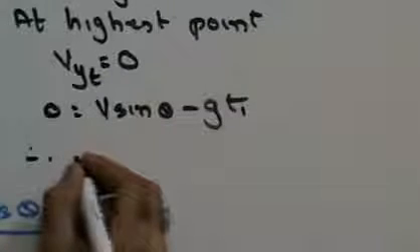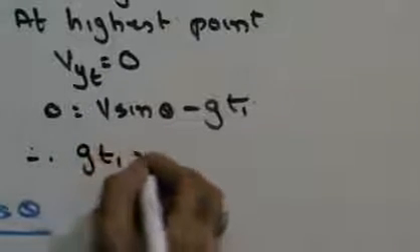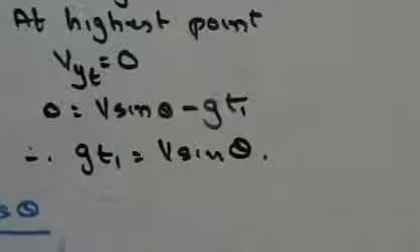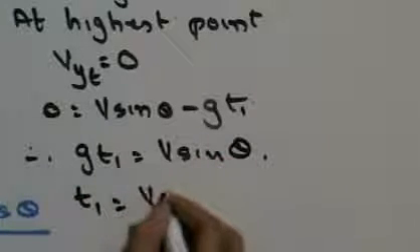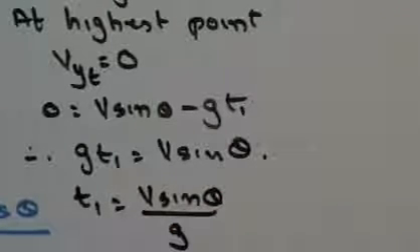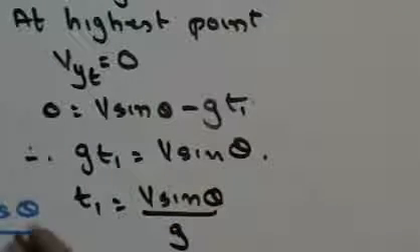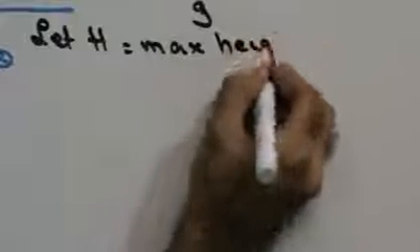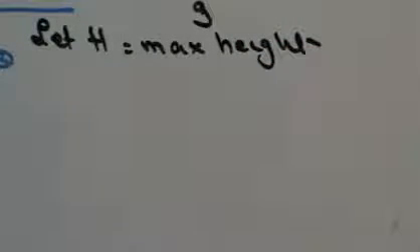Therefore, g t1 is v sine theta, right? In which case t1 is nothing but v sine theta upon g. That is the time taken by the body to go up, right? Let us assume that h is the maximum height covered by the body.